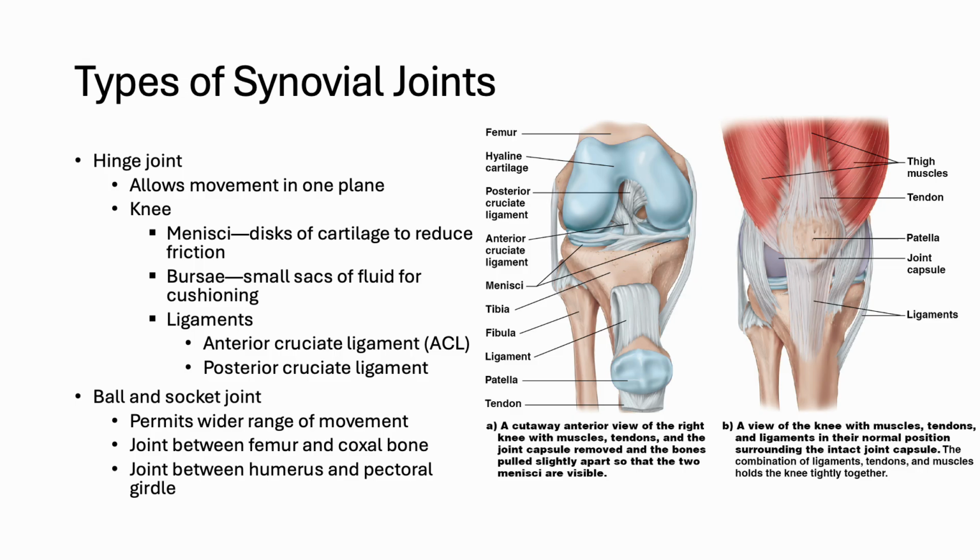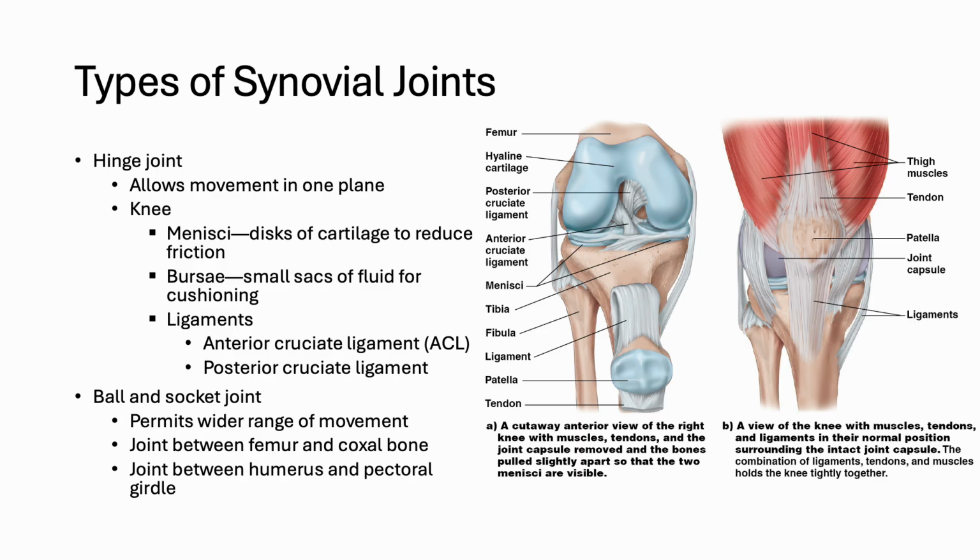Synovial joints are classified by the type of movement they allow. Hinge joints like those in the knee and elbow allow motion in a single plane, functioning like a door hinge. The knee contains additional features including menisci, which are pads of fibrocartilage that help stabilize the joint and reduce friction, and bursa, which are small fluid-filled sacs that cushion the movement. Ligaments such as the anterior and posterior cruciate ligaments, ACL and PCL, provide stability by preventing excessive motion.